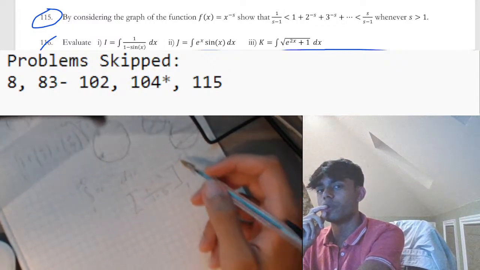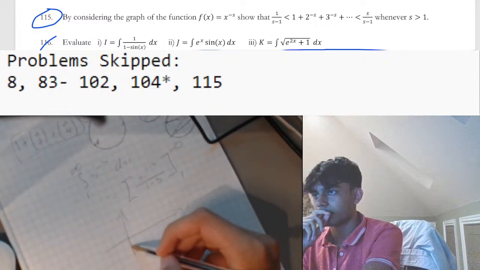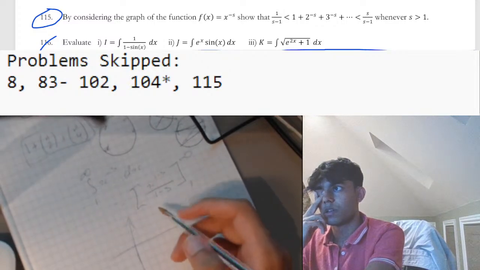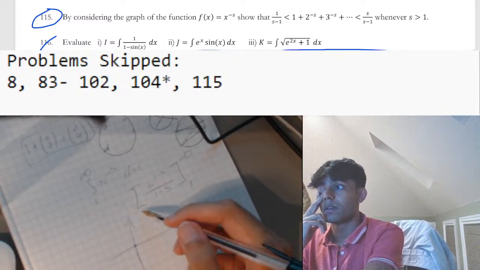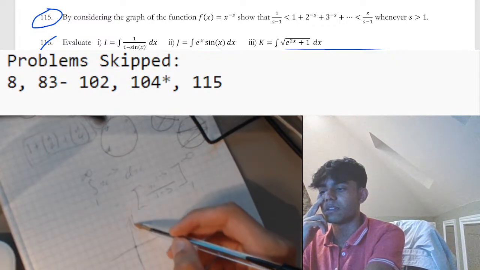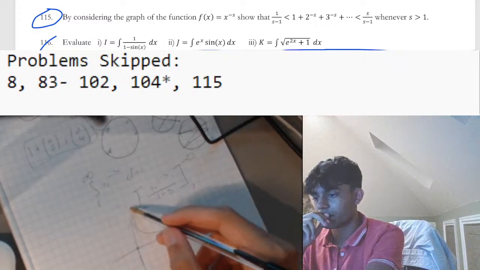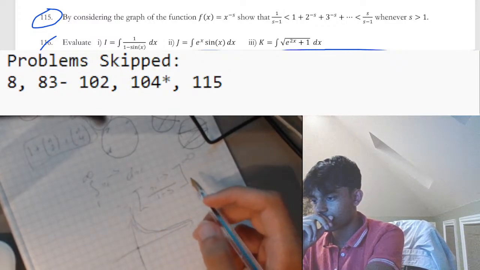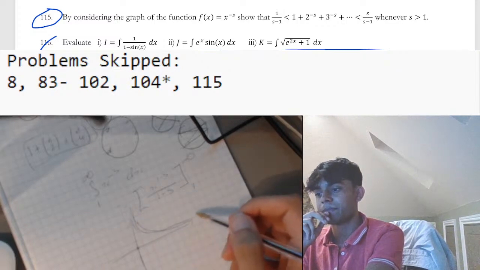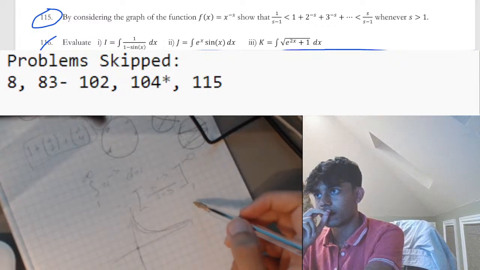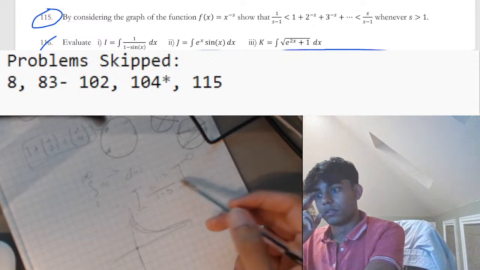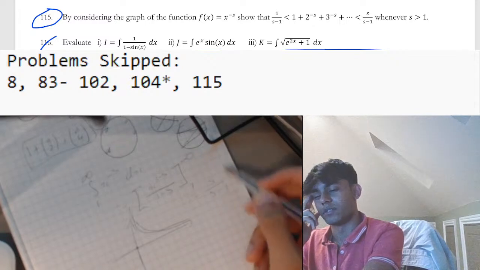Okay, wait, let's draw this graph. We're going to have to do this at some point anyway. So 0 is a point, and it's going to be something like this. If you just sum the integer values, that's going to be less than the integral. So this probably evaluates to s over s minus 1, but I just forgot how to integrate.